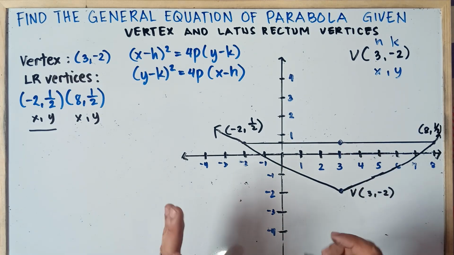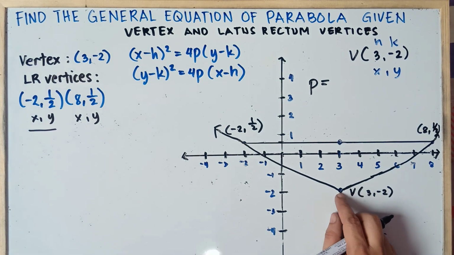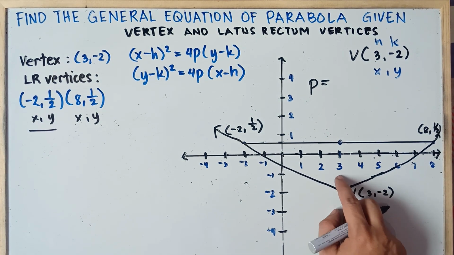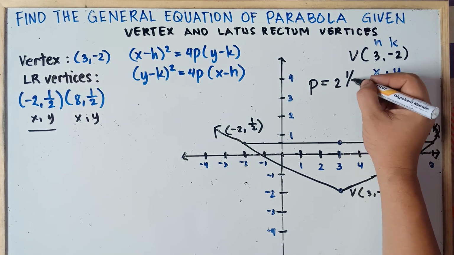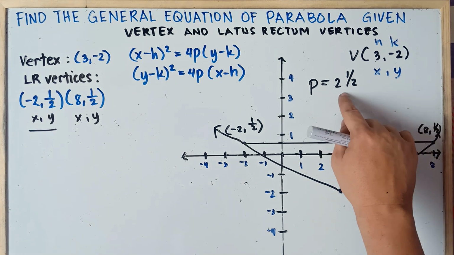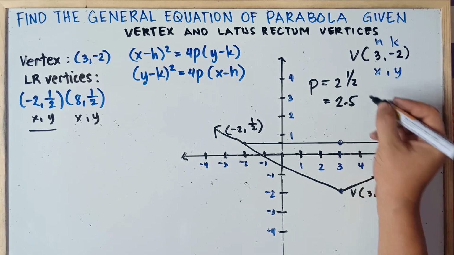Once again, class, P is the distance from the vertex to the focus. Starting from the vertex, 1, then 2, and 1/2. So P is equal to 2 and 1/2. You can change the 1/2 into a decimal, so P is equal to 2.5, that's okay.